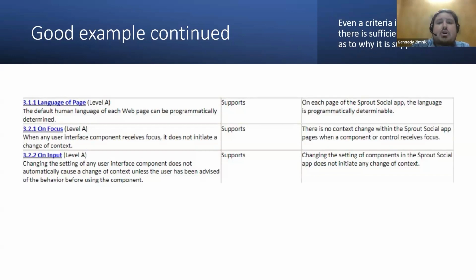So you don't want copy and paste. Usually you can tell if a person wrote this part. You usually want a unique explanation and remark for each section of the VPAT. Of course, if it's not applicable, then they might copy and paste a lot of things, and that's fine. But you don't want a ton of copying and pasting.